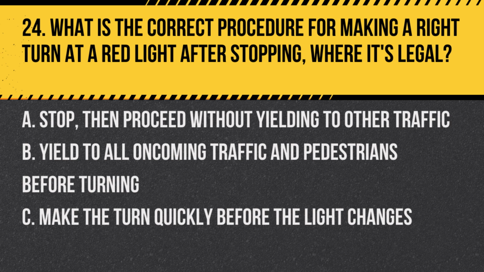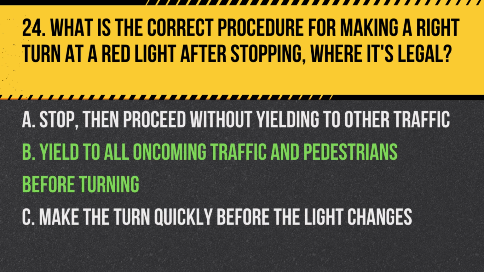What is the correct procedure for making a right turn at a red light after stopping, where it's legal? A. Stop, then proceed without yielding to other traffic. B. Yield to all oncoming traffic and pedestrians before turning. C. Make the turn quickly before the light changes.